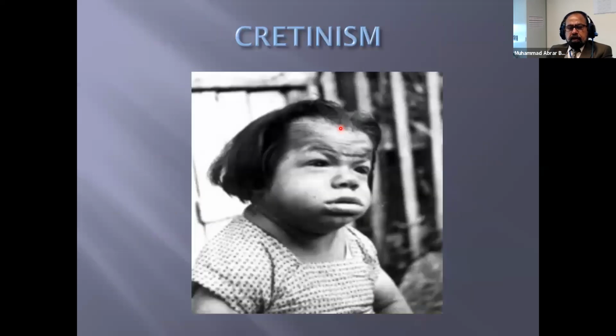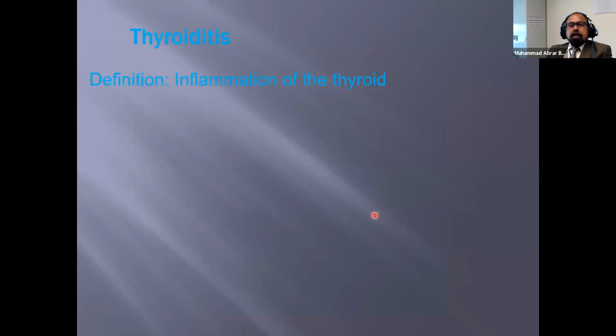This is how it looks. You see a broadened frontal area, coarse facial features, broadened cheeks, and they are usually dwarf. They are short in height.